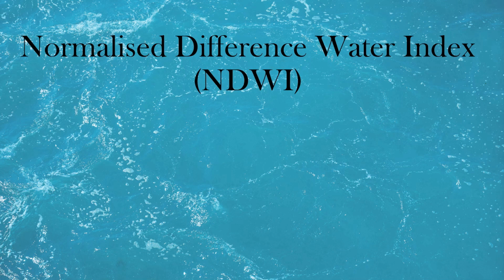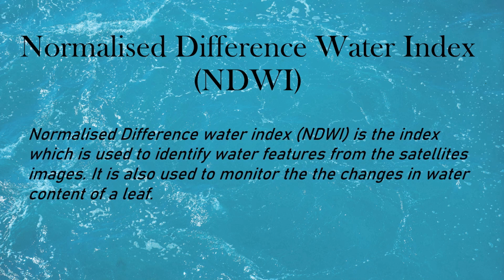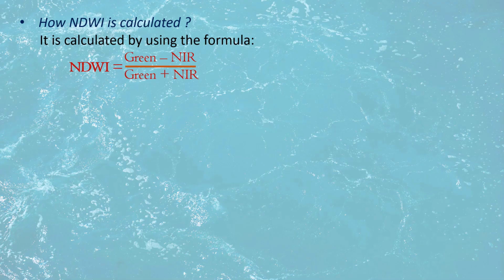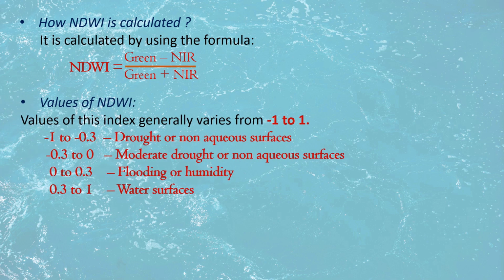Today's topic is on Normalized Difference Water Index. It is the index which is used to identify the water features from the satellite images. It is calculated by using green and near-infrared bands. Its values generally vary from -1 to 1.